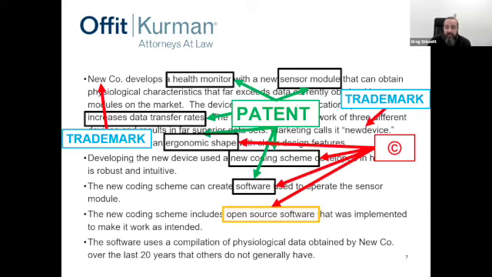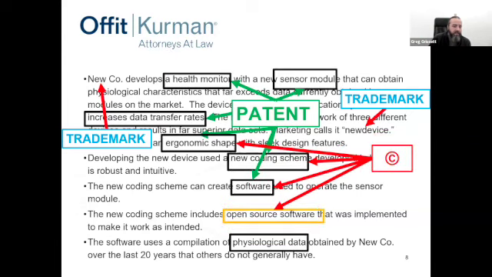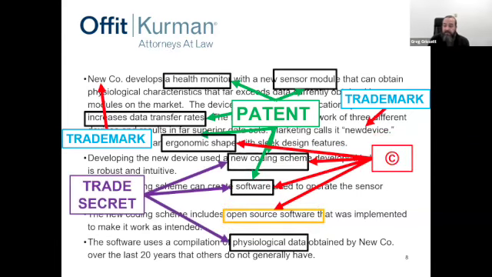So patents are all over this thing. The health monitor itself, or just the sensor, or the method of increasing data transfer rates. The ergonomic shape could be a design patent. We won't talk a lot about design patents, but know that's there and available. The coding scheme and software. And then finally, if we look at trade secrets, that could be your software, it could be the physiological data.